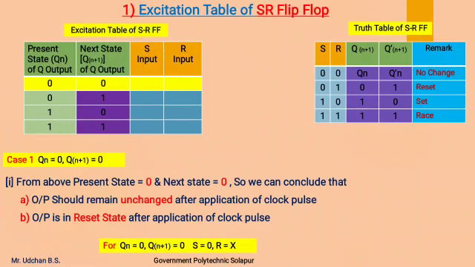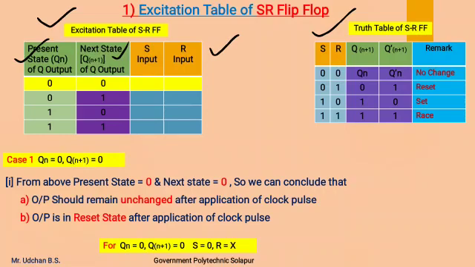Now we will see how to find the excitation table of the SR flip-flop, in which we are going to use the truth table of the SR flip-flop to get the excitation table. Here the excitation table is shown, which consists of the present state of the Q output, that is Qn, and the next state of the Q output, that is Qn plus 1. Based on the present state and next state, we are supposed to find the S input and R input.